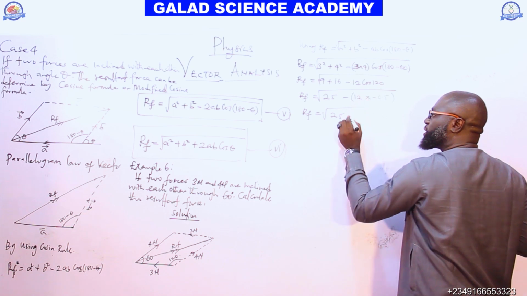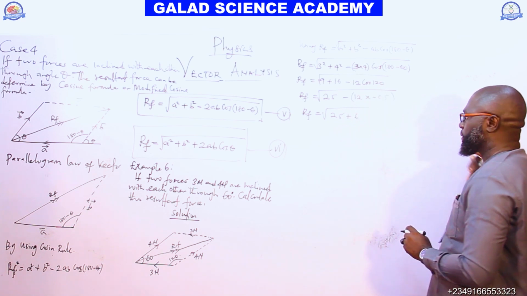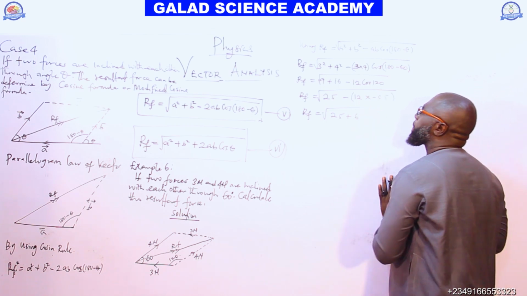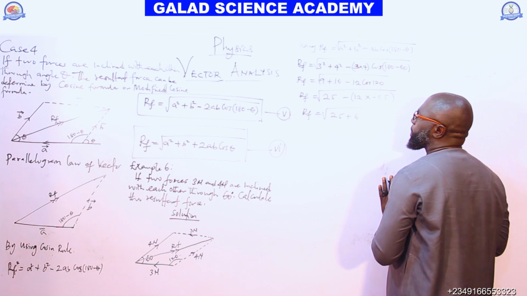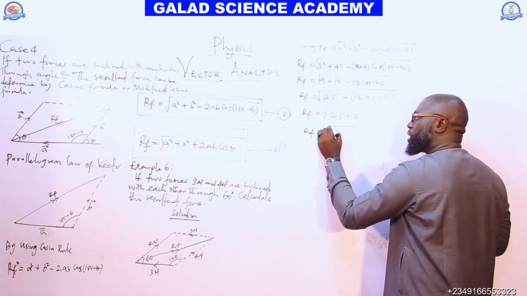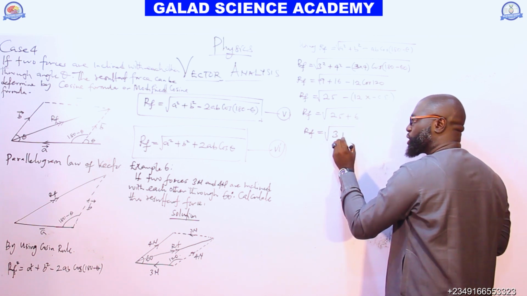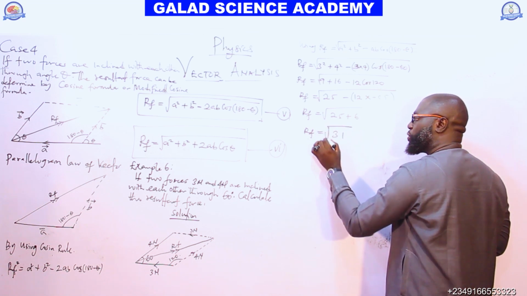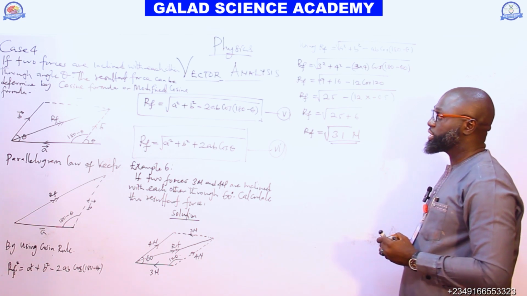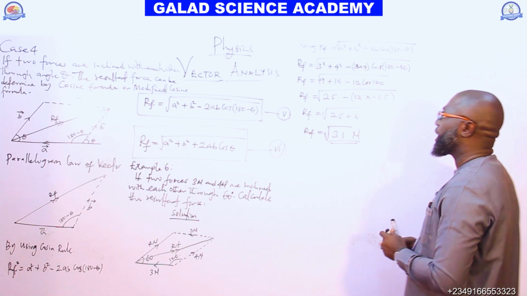So 12 multiplied by minus 0.5 gives minus 6. We have the resultant force equal to the square root of 25 plus 6, which gives 31. The resultant force is the square root of 31 Newton. Let us check if we can get the same answer with the second formula.